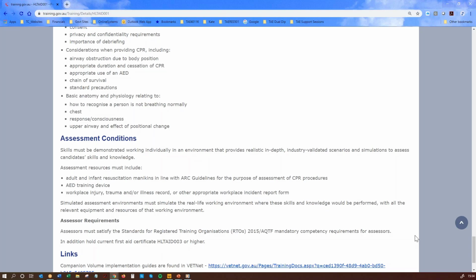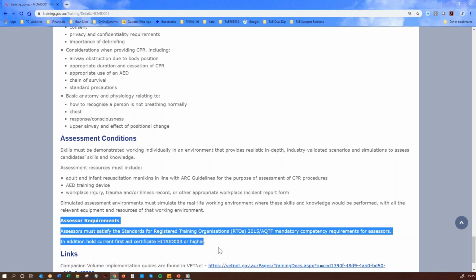Additionally, it says that apart from the standard requirements of an assessor for this unit, having their TAE, etc., they must also hold a first aid certificate at HLT AID 003 or higher. So if you just held the 001 CPR qualification or certificate, you would not be eligible to be an assessor for this particular unit of competency. So you would have to hold that 003 version or higher to be deemed able to assess this particular unit for training and assessment.